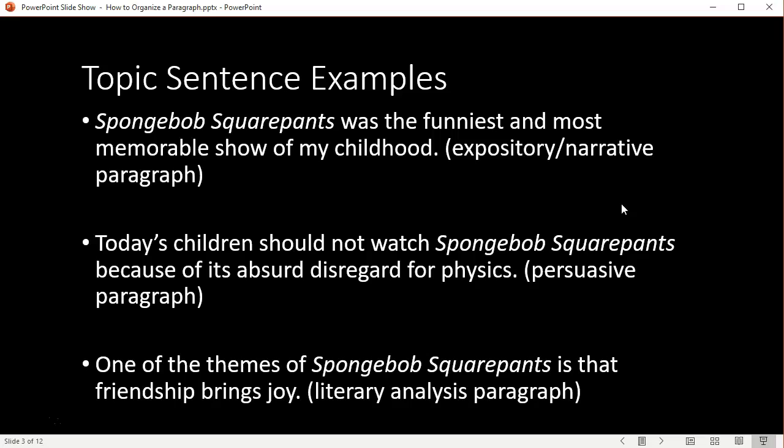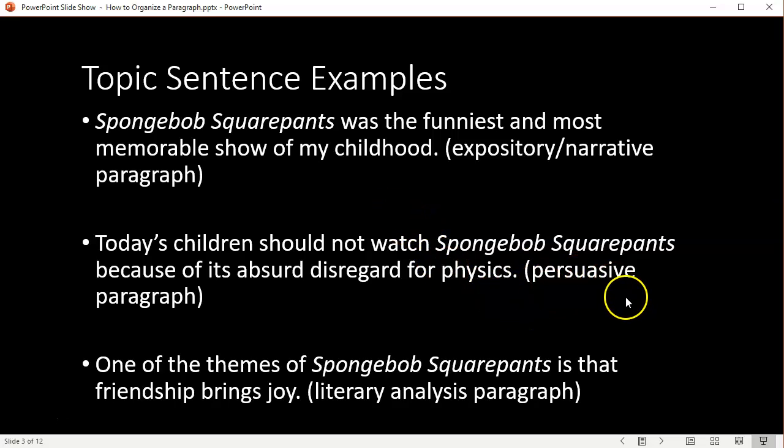For all of our example slides in this PowerPoint, I'm giving examples for maybe 3 different writing types. The first type is expository or narrative writing. Expository is a fancy term for explanation. So let's say you're writing a paragraph to explain something. It could be to explain something that you know. It could be to explain something you've experienced, like a narrative, where you're actually telling your story. Once again, a topic sentence should be short and sweet. We'll look at that in a moment.